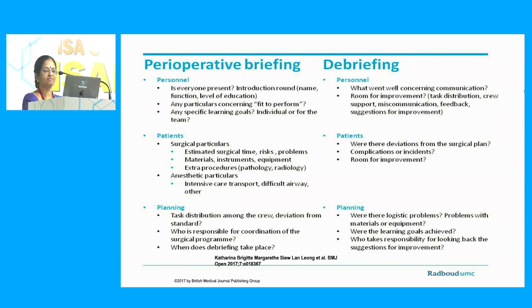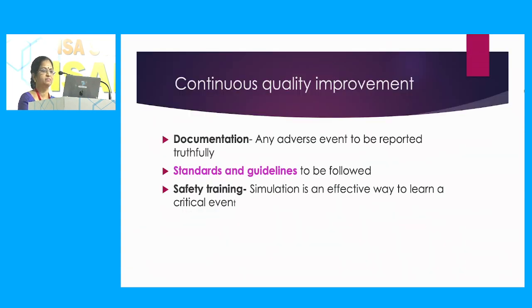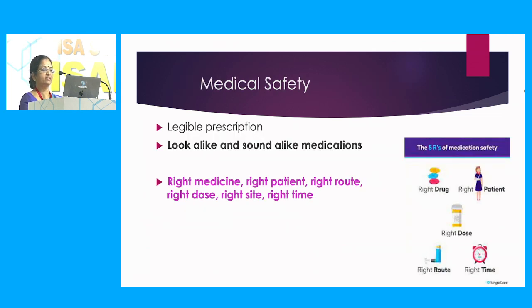At the planning level, where were the logistics problems? What about the learning goals, achieved or not? Who takes the responsibility for looking back at the suggestions for improvement? So continuous quality improvement is important. Documentation, standards and guidelines are to be followed. Safety training and simulation are an effective way to learn about a critical event.